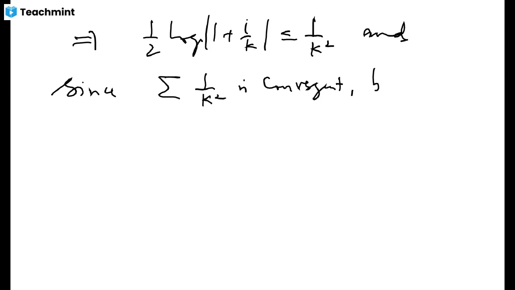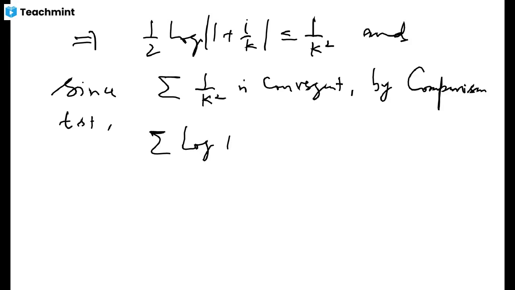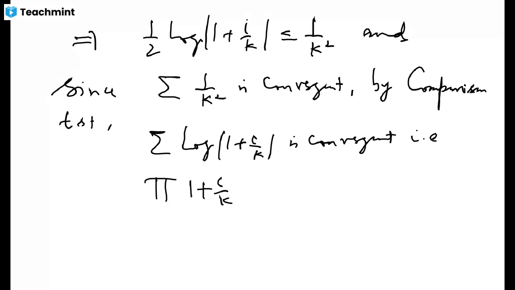So by comparison test, because now the dominating term that you have is a convergent series, so by comparison test it follows that this series log mod 1 plus i upon k is convergent, and this in turn implies that the product formed by the 1 plus ik, taking the absolute values mod of these numbers, is convergent.